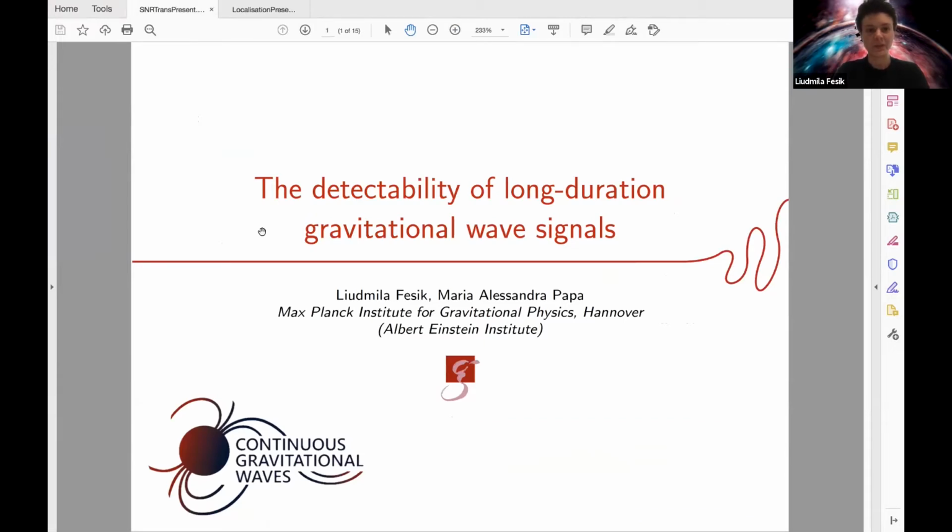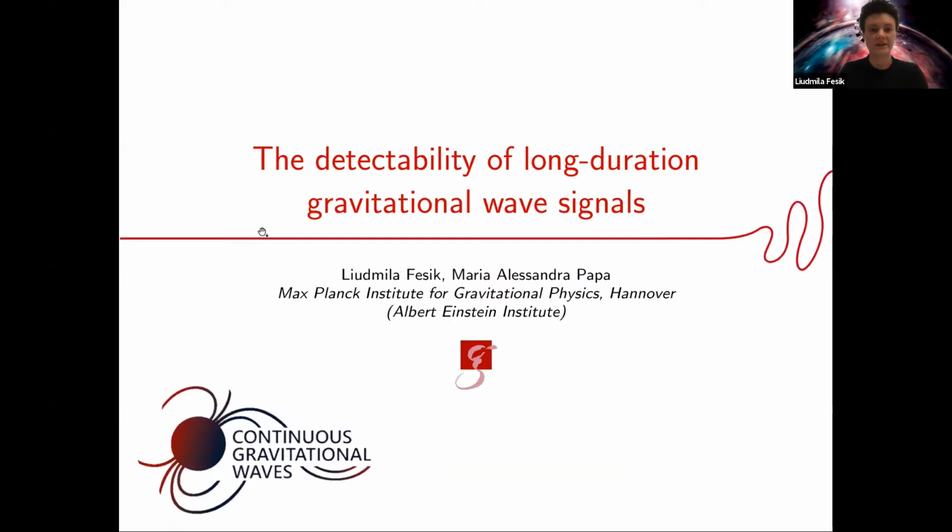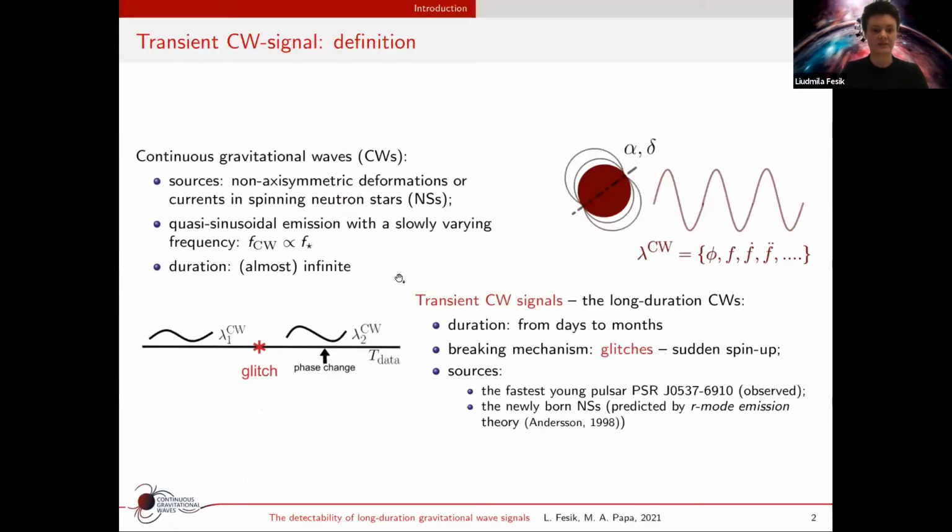So the first talk is about detectability of long duration gravitational wave signals, where I consider continuous gravitational waves, which are a quasi-sinusoidal emission from spinning neutron stars due to non-axisymmetric deformations or currents. The duration of the signals is assumed to be almost infinite, at least longer than the duration of the observation data.